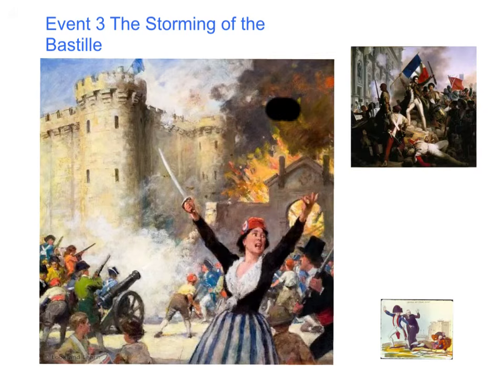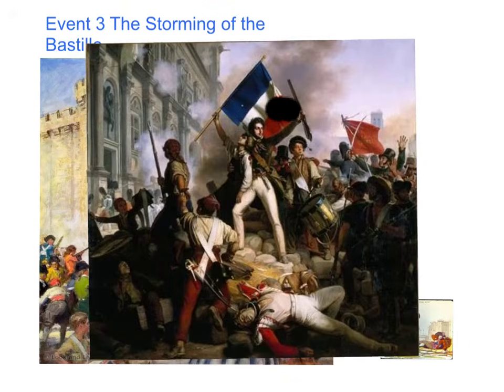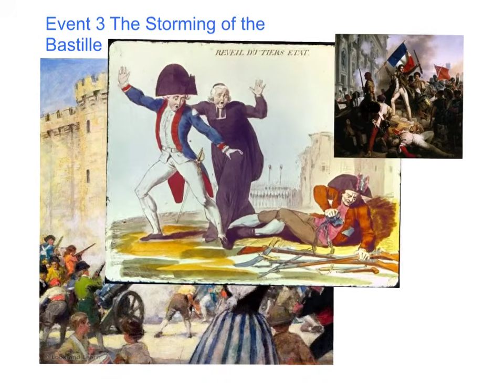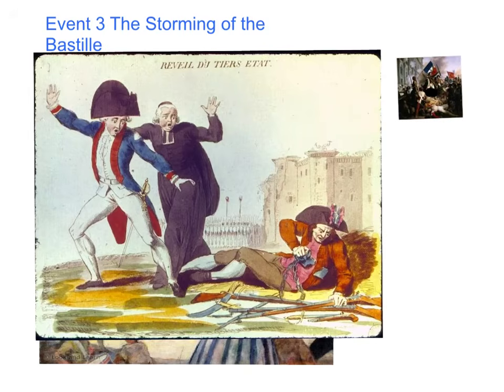Now, you can also see here that the French flag is invented or carried for the first time in this event as well. And we have this political cartoon here, which states basically that the Third Estate has now broken away from the chains of the First and Second Estate. They're grabbing their weapons, and they are going ahead with revolution.